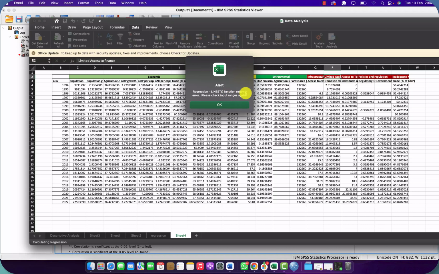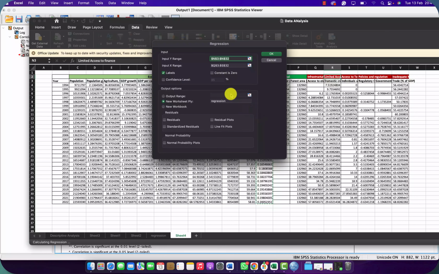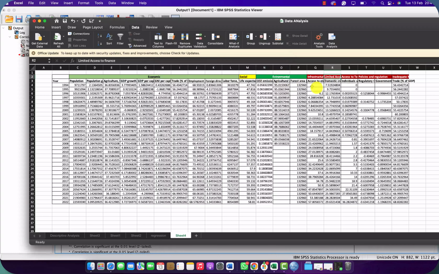Regression line function return error. Please check the input range. So there is a problem of void within the input range. So where it's coming from is this. Let's close up this data set for us to have appropriate data set.